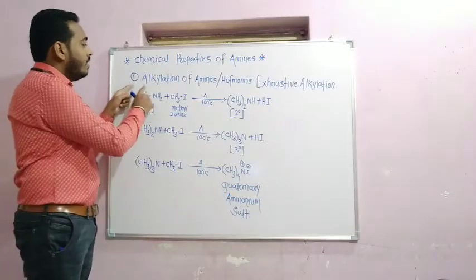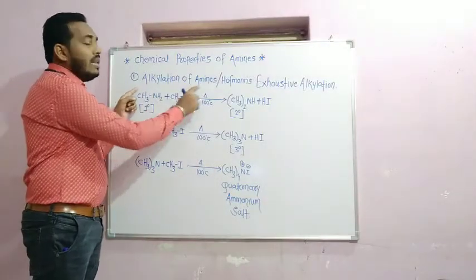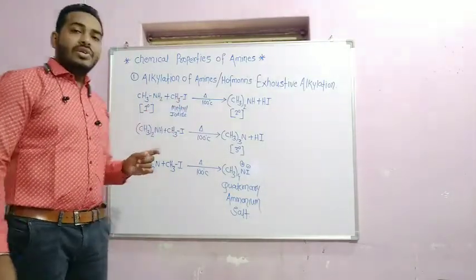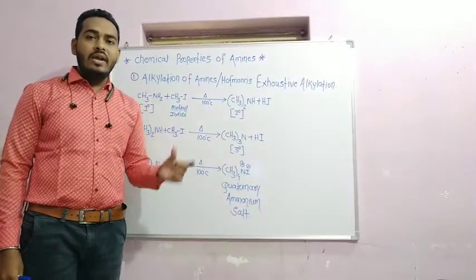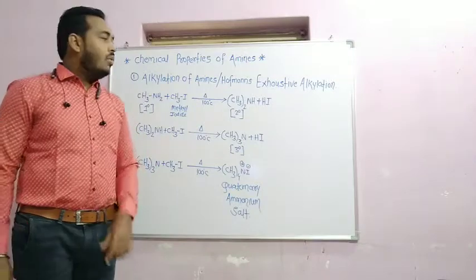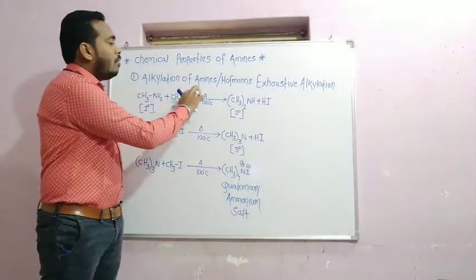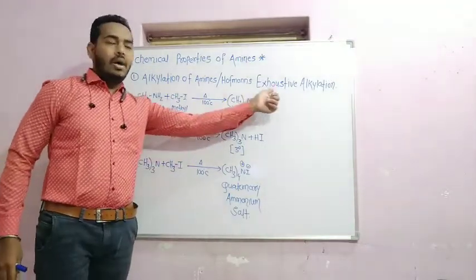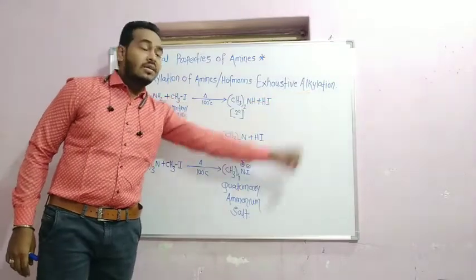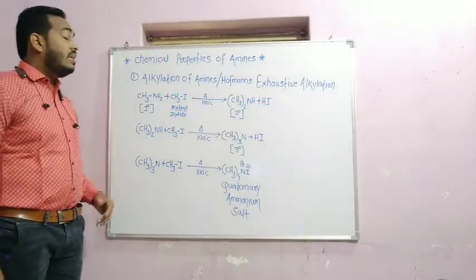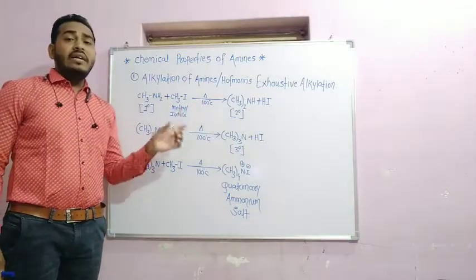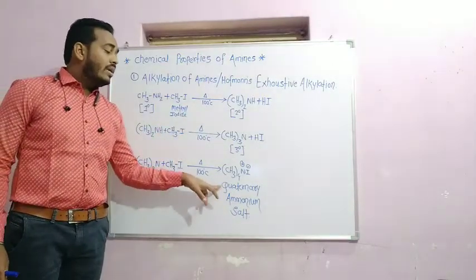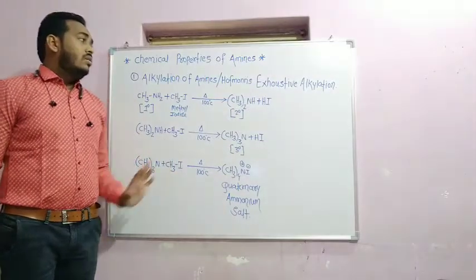See this reaction. What is meant by the alkylation of amines? The process of replacing the hydrogen atom attached to the nitrogen atom by an alkyl group is called the alkylation of amines or Hofmann exhaustive alkylation. In this reaction, primary, secondary, tertiary amines, and also the quaternary ammonium salt are obtained.